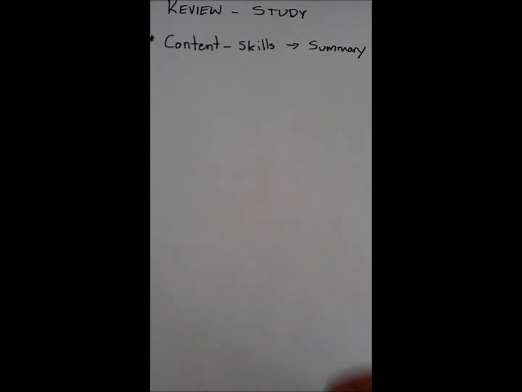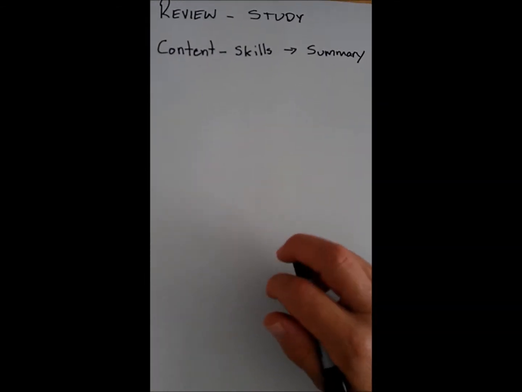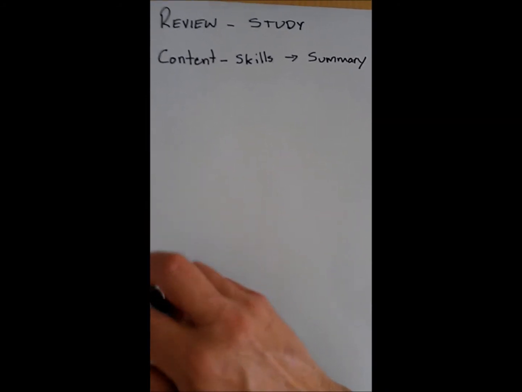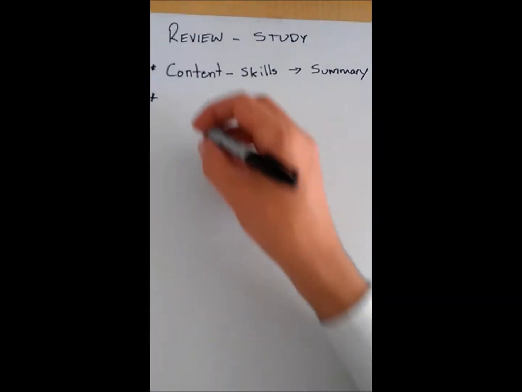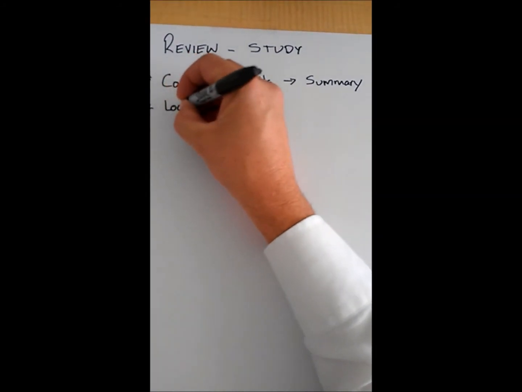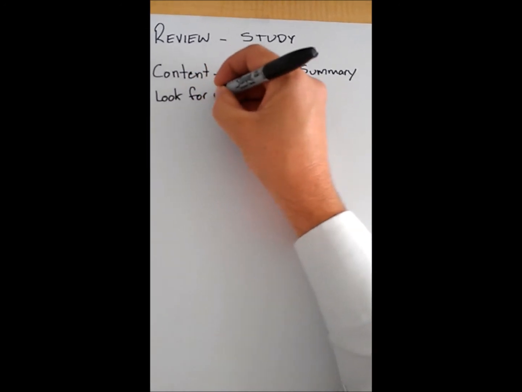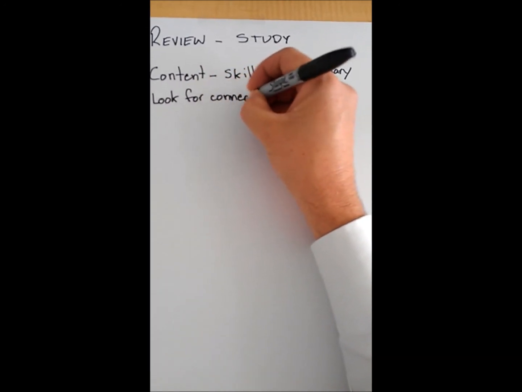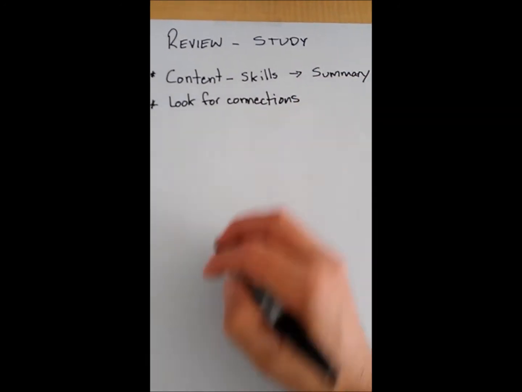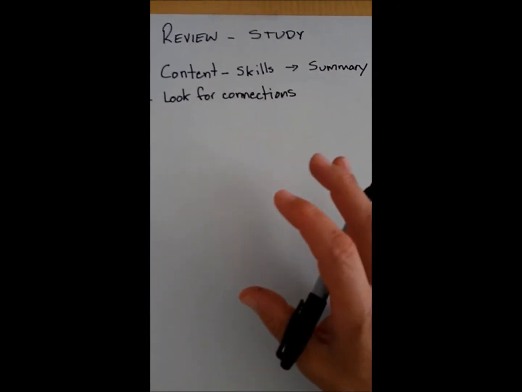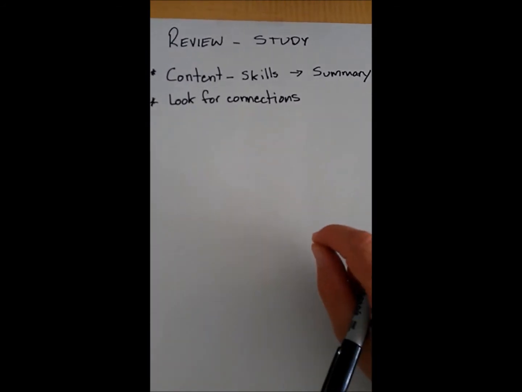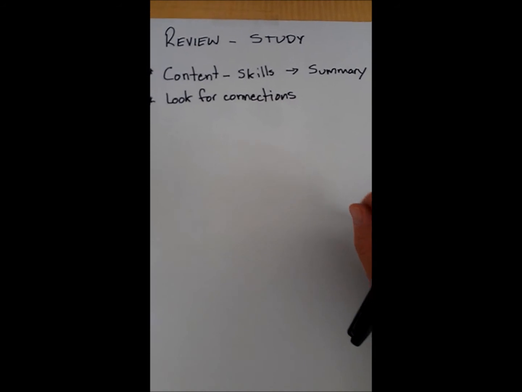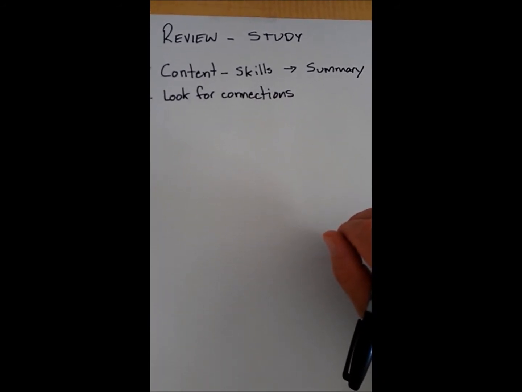So first thing, as I said, get that content, get the skills, get the summary, get the knowledge behind you. Now, what's one of the big differences in maths between the high achievers and those mid and low achievers? It's making connections. Look for connections. If you can make those connections as you're studying, you're going to have much stronger and deeper knowledge than just the surface level knowledge of having memorized formulas or terminology and definitions.